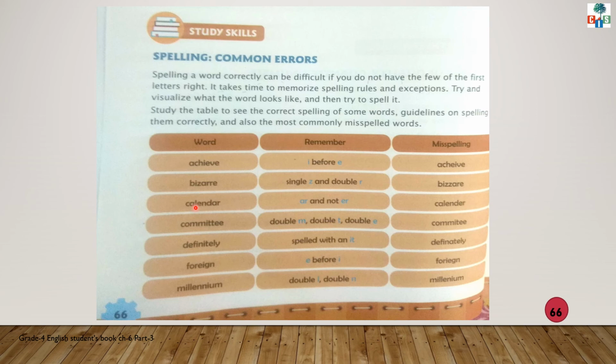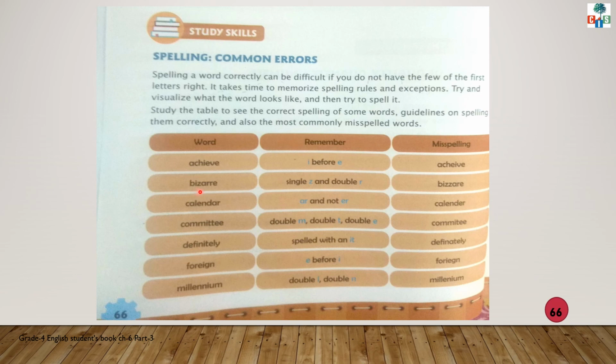We often make mistakes like this while writing. Now see the first word, achieve. A-C-H-I-E-V-E. Now remember this thing, children, that I will come before E. I before E. Achieve. And how do we misspell it? How many times do we make mistakes while writing? What do we write? A-C-H-E-I-V-E. We make the mistake here. So this table is for your understanding of where we make the mistake.